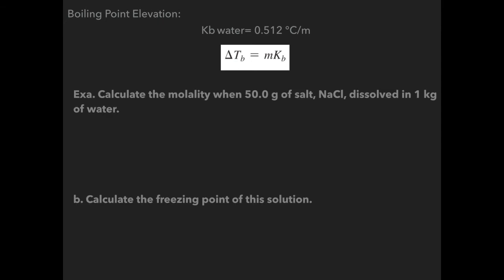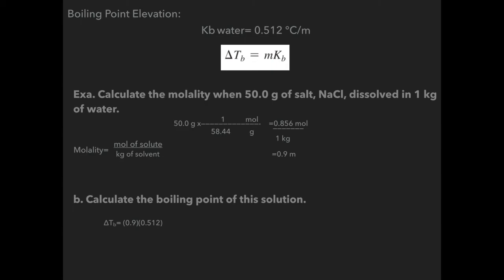Let's look at this, but now for boiling. Again, same formula, except now it's delta TB and your Kb value, which is going to be a different value than your Kf value. So I first need to calculate the molality of the salt in that solution. Again, I've got my formula for molality. I'm going to take 50 grams of salt and figure out how many moles that is, so divide by the molar mass. I get 0.856 moles. I'm going to divide by 1 kilogram of water, and so I get about 0.9 molal.